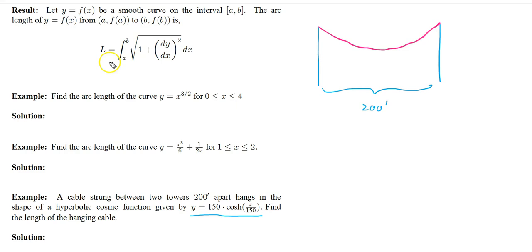So all we have to do is apply this formula right here. So we'll need to take the derivative of this function. So taking the derivative here, let's note that y prime. Now remember, the derivative of cosh is actually positive sinh, not negative sinh. That's the trigonometric cosine function. The derivative of the trigonometric cosine is negative sine. But for the hyperbolic, it's just positive sinh.